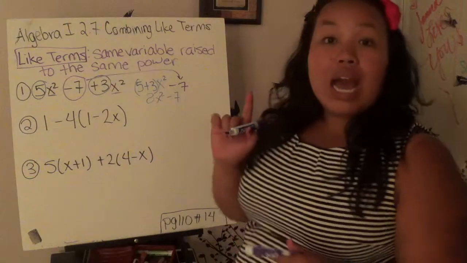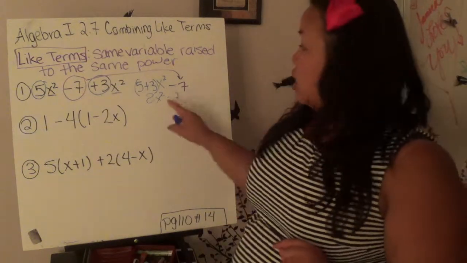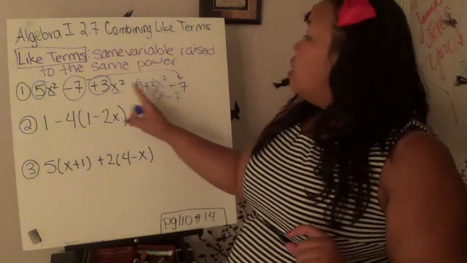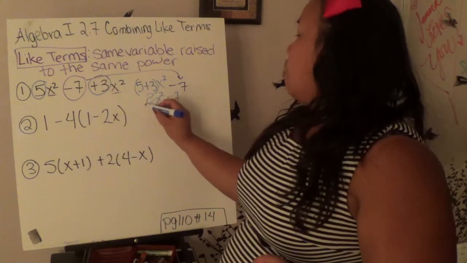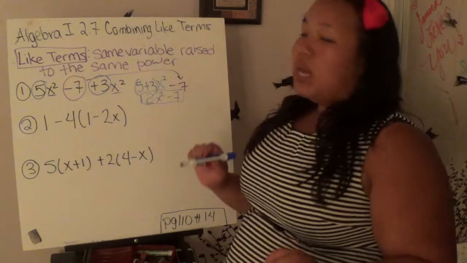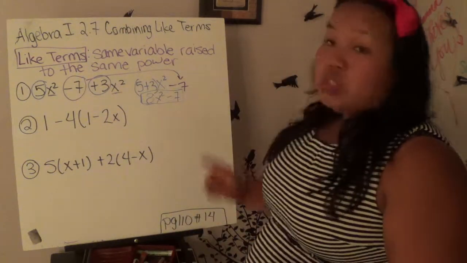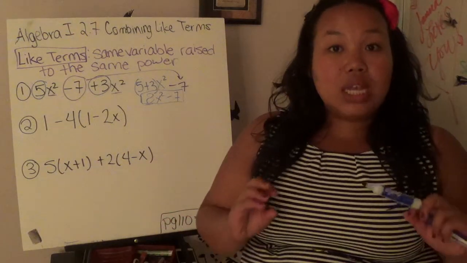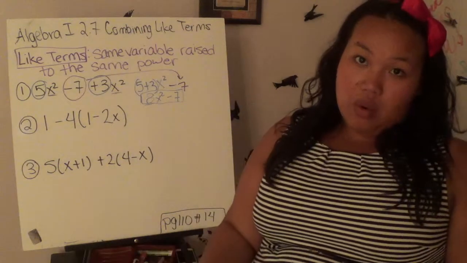So again, I keep the x squared exactly where it's supposed to be. It's the same. Okay, the only thing I combine is the numbers in front. A positive 5 and a positive 3 gives me a positive 8. So positive 8x squared minus 7 is my answer. Now, this is x squared and this has no number. That's the reason why they cannot be combined. When combining like terms, it only has to be the variable raised to the same power.